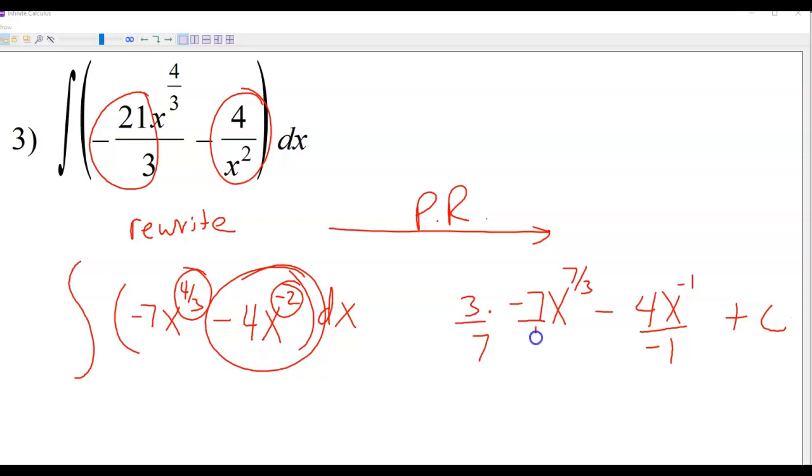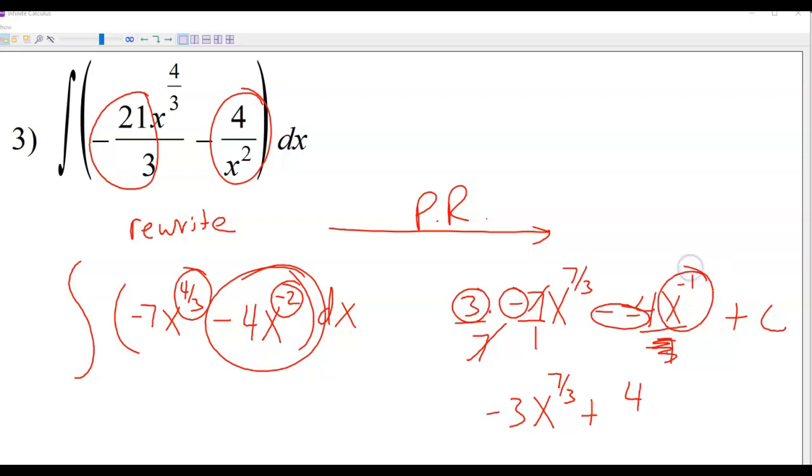So this 7 here is like a 7 over 1. And therefore, these are going to cancel. And you're left with 3 times negative 1, which is negative 3. And then this part's going to stay the same, x to the 7/3. Minus, well, I'm dividing 4 by a negative 1. So that 4 becomes a negative. But double negatives becomes a positive. So now that's going to be a positive 4.